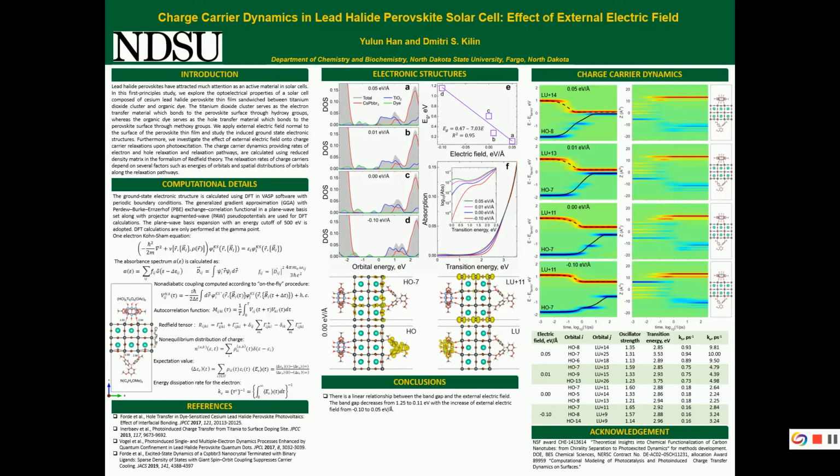So here are my metallic structures. This is a 0.5 electronvolt band gap for the system. From top to bottom, the electric field is equal. We can see from top to bottom, the band gap increased from 1.2 to 2 electronvolts. This is the relationship between band gap and field, because we have a linear relationship.